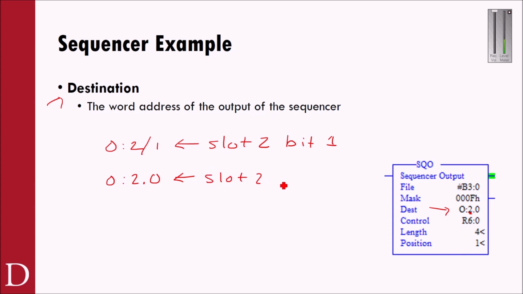What that means is that word is what I'm going to address. That's all of the bits within that slot, okay? So I'm controlling all of the bits, which typically for a word is going to mean 16 bits, right? So that's a little bit different than what we've done in the past. So just remember, when you look at this slash, we're talking about a bit address, and when we're looking at the dot, we're talking about a word address.